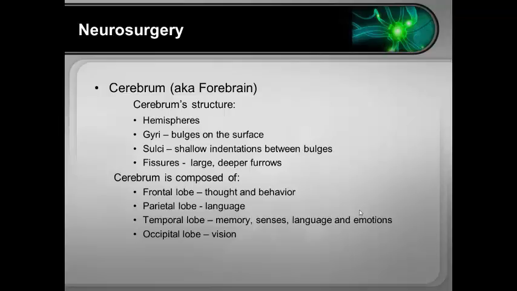Beginning with the cerebrum, it's divided into right and left hemispheres. The gyri bulge on the surface, and sulci are the shallow indentations between the bulges. The fissures are what you likely attribute to brain tissue the most, and they are the deep furrows that you can see. Each hemisphere has 4 paired lobes. Each lobe has a specific function.